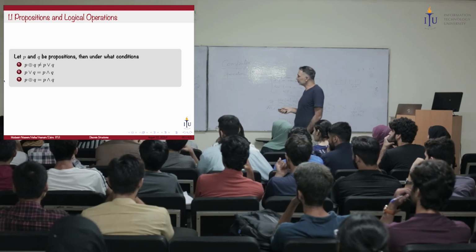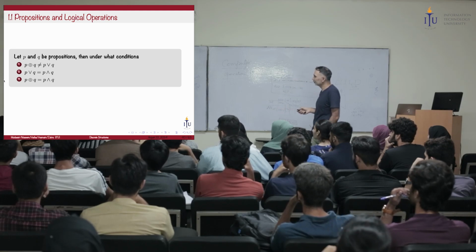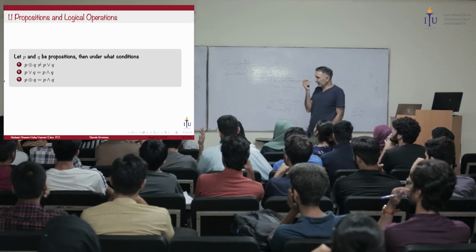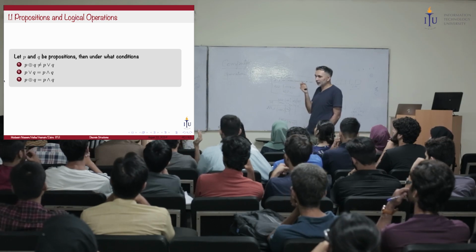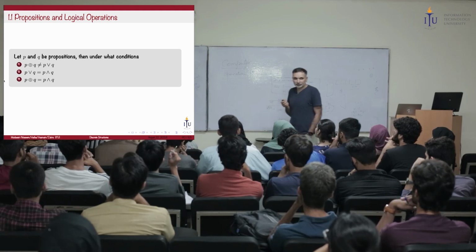So this statement says that P exclusive OR Q is not equal to P or Q. When will this happen? When will P exclusive or Q be different from P or Q? Yeah. When both P and Q are true. Yeah, that's actually the answer.